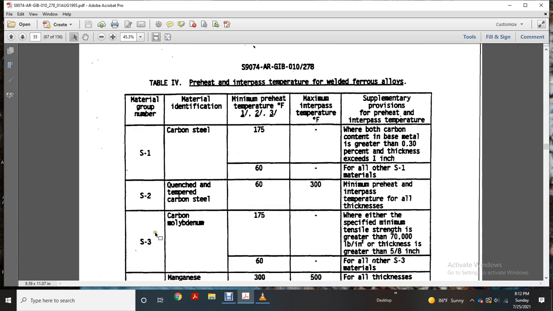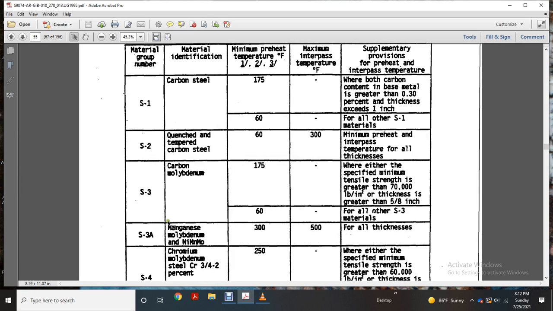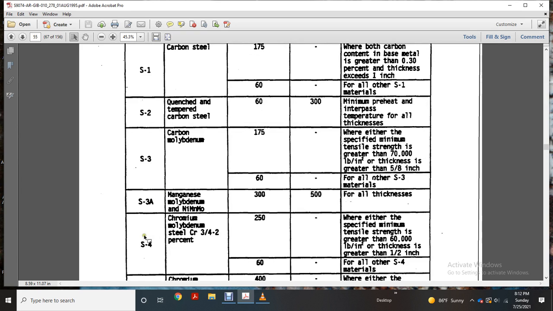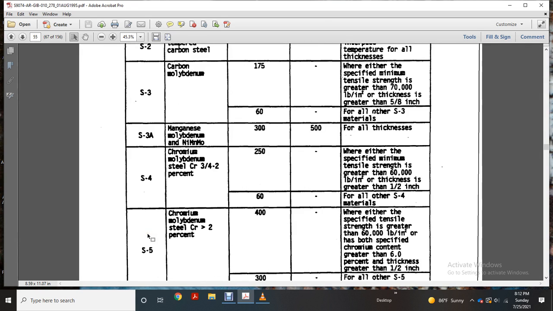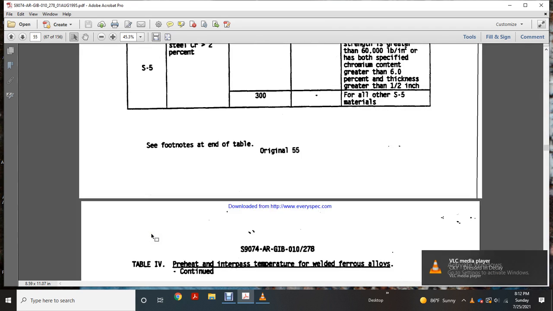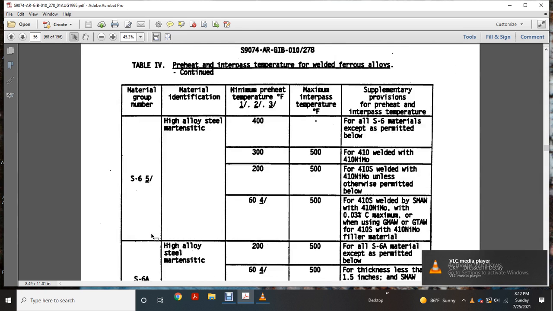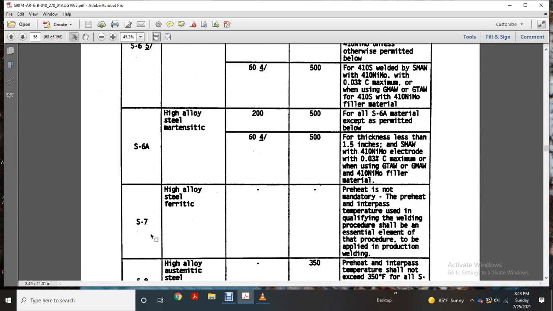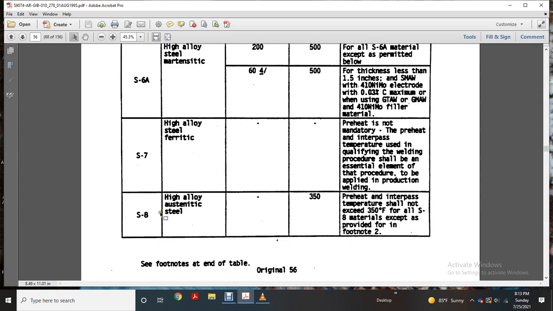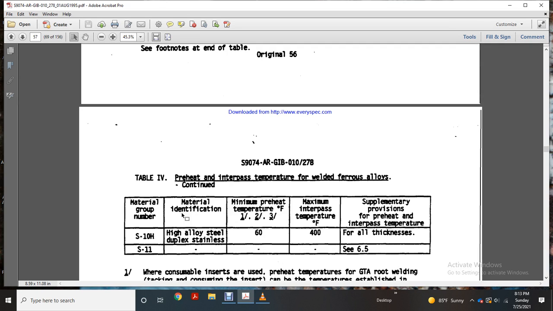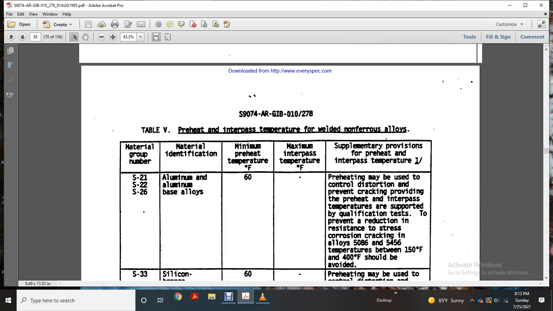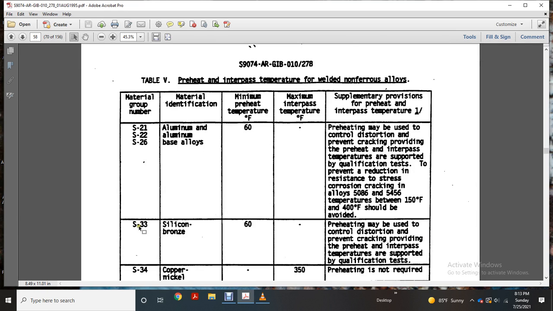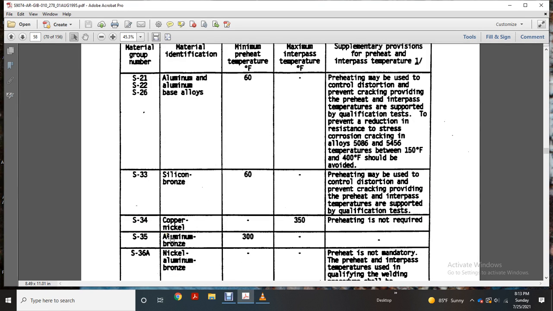Alright, and it says carbon steel, quench tempered steel, chromium alloy, magnesium alloy, nickel magnesium alloy, chromium molybdenum steel, chromium 3/4 to 2%, chromium molybdenum steel greater than chromium 2%. High alloy steel S6B, high alloy steel S6A, high alloy steel S7, high alloy austenitic steel S8, S10 high alloy steel duplex stainless steel, and S11 in the notes. S21, 22, and 26 aluminum and aluminum base alloys. S33 silicon bronze, S34 copper nickel.